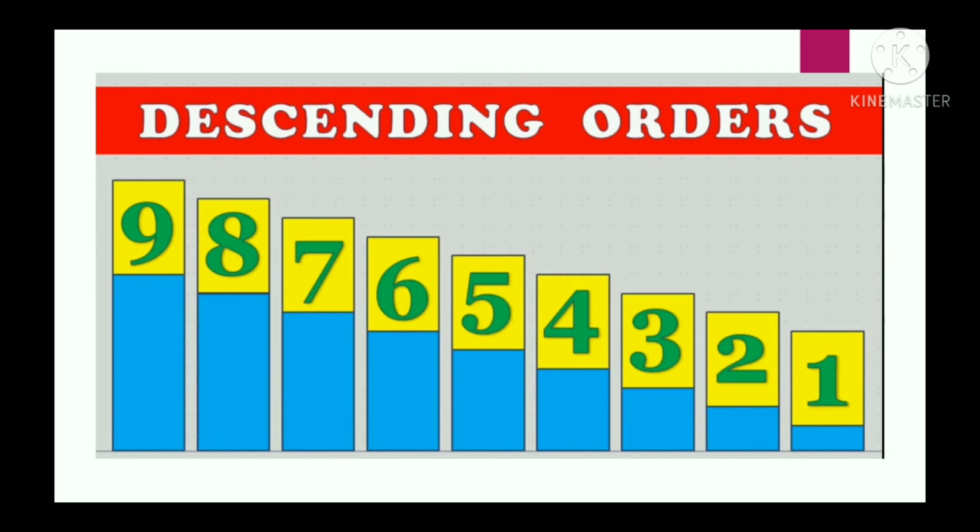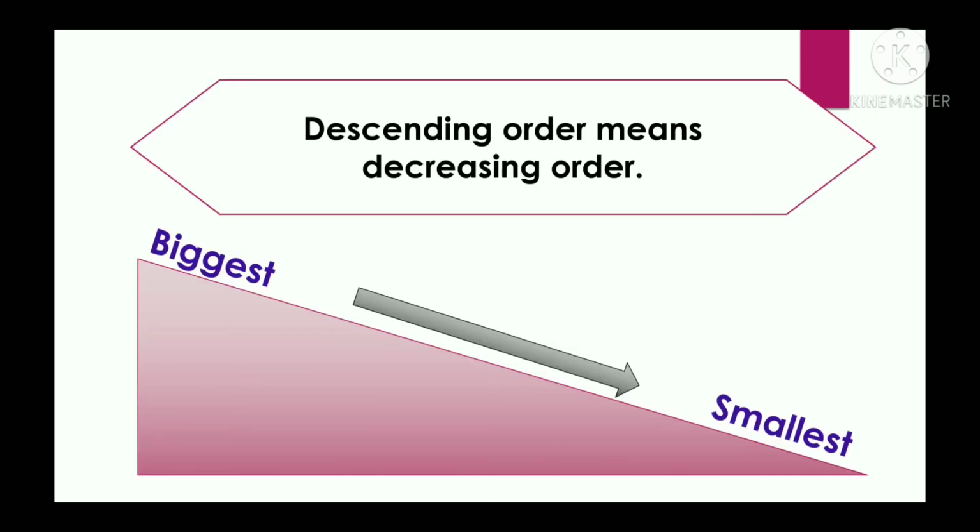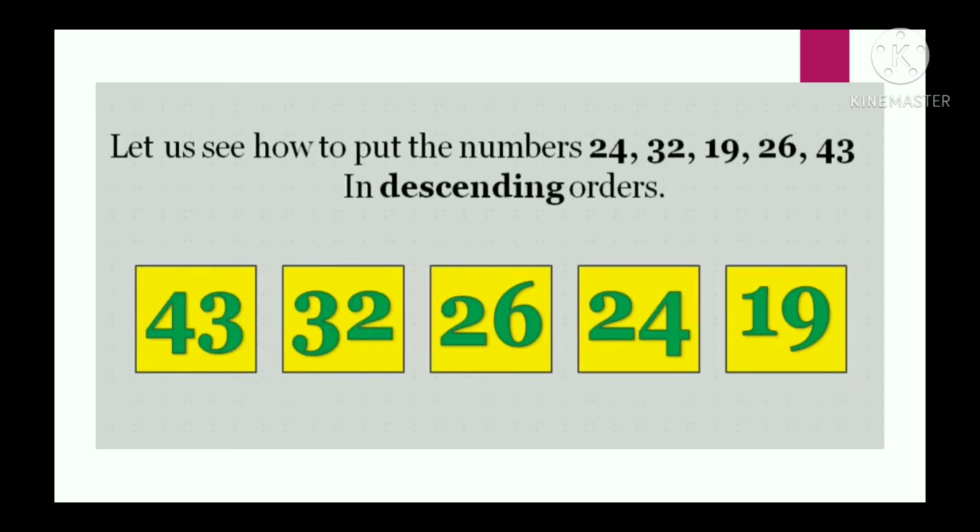Now the next topic is descending order. Students, descending order means decreasing order, or we can say in this we go from the biggest number to the smallest number. So now let's see with an example. How do we put the numbers 24, 32, 19, 26 and 43 in descending order? First we'll see the greatest one. Which number is the greatest amongst them? We see 43 is the greatest.